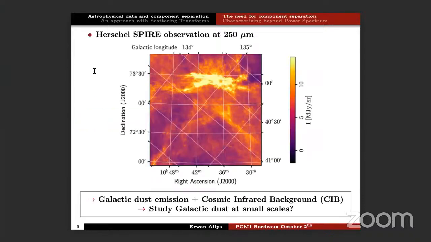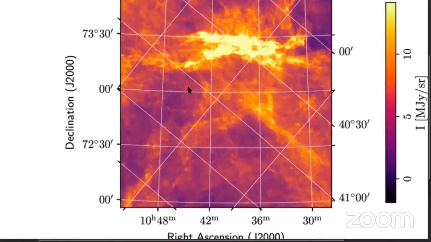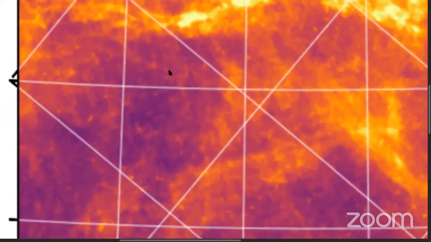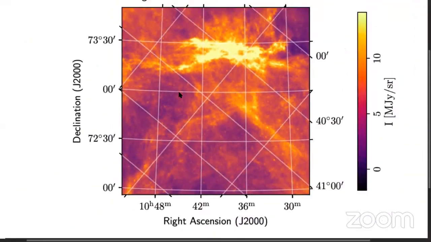To begin with, here is an observation from the Herschel SPIRE instrument at 250 microns. It's around 2 degrees on the sky. You see a large structure here, which is the emission from our own galaxy. So nothing new for you. And if you zoom a bit, you see a lot of small, bright blobs, which are related to the emission of all the other galaxies in the universe. Basically what we call the cosmic infrared background.